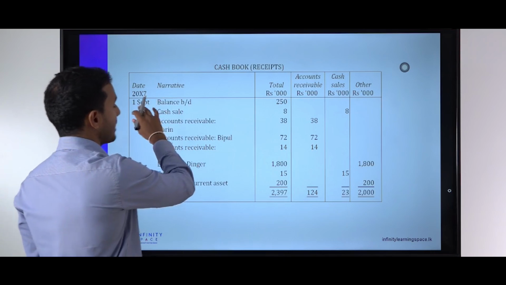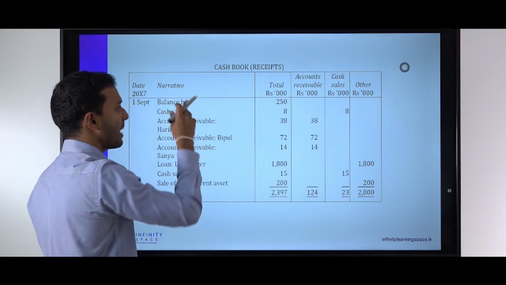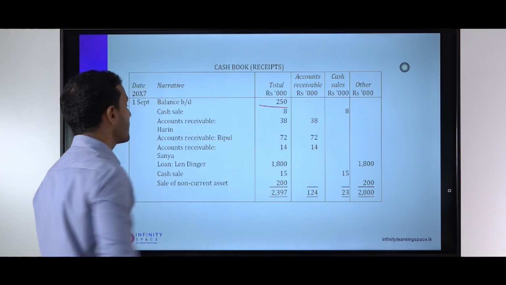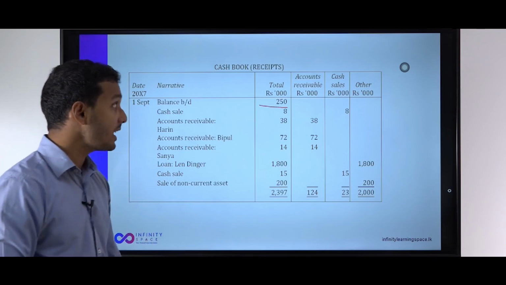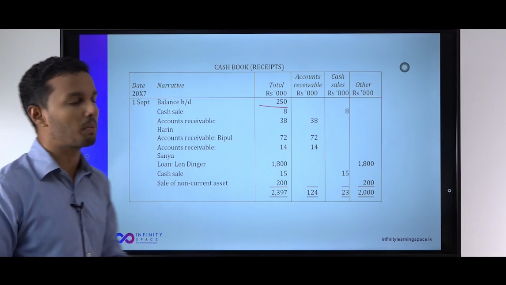So you can see at the beginning we have the balance brought down, or what we call the balance brought forward. This is the cash we have at the beginning of the month of September. So at the beginning of the month of September we have 250,000 rupees. It's in thousands, so 250,000 rupees.